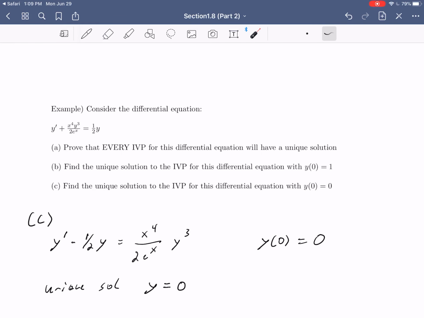So this is going to wrap up section 1.8 from your guys' textbook. In the next video, we'll be moving into section 1.9, which looks at one last type of first-order differential equation that we're going to learn how to solve.